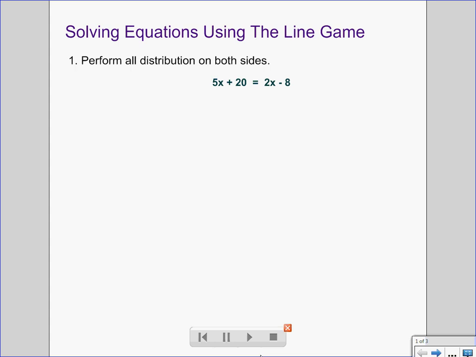The next step of the line game calls for us to move all constants to the right. Now, a constant is a term, as you recall from our algebraic term video, a term that doesn't have a variable on it. So the only constant on the left-hand side of the equal sign is plus 20. So I'm going to move plus 20 to the opposite side of the equal. And as I change sides, I want to change its sign. So it will wind up on the right side as negative 20.